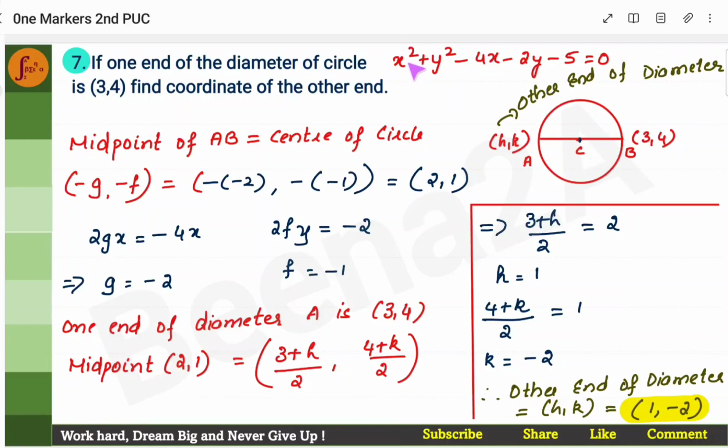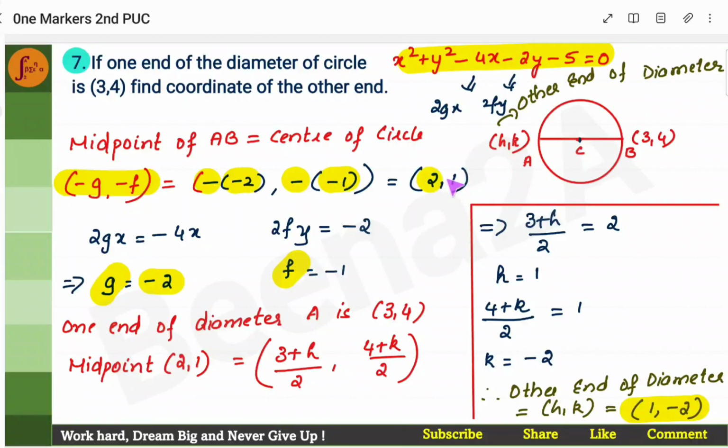So now, from this equation, I can get the center. How? By equating this as 2gx and this as 2fy, right? Like this. I take 2gx as minus 4x, 2fy is minus 2y. Thereby I get the value of g and the value of f. Now, what is the center represented as? Remember, center is represented as minus g, negative f. The g value is minus 2, the f value is minus 1. But I have to put a minus sign because it's negative. So minus of minus 2 is plus 2, minus of minus 1 is plus 1. This is the center.